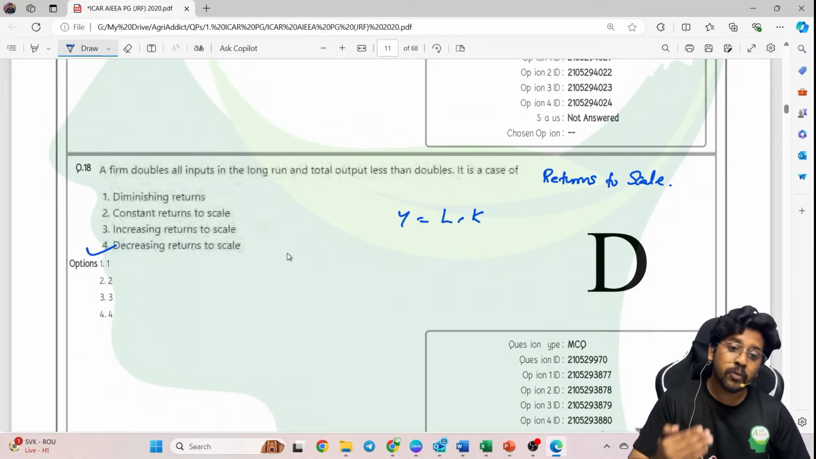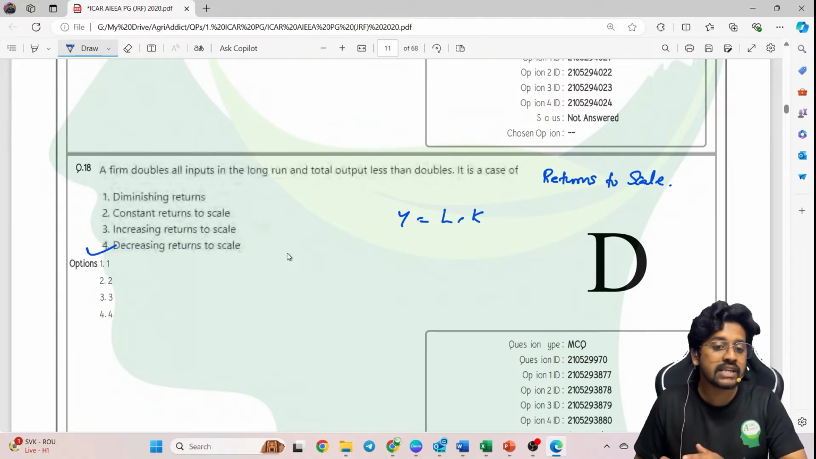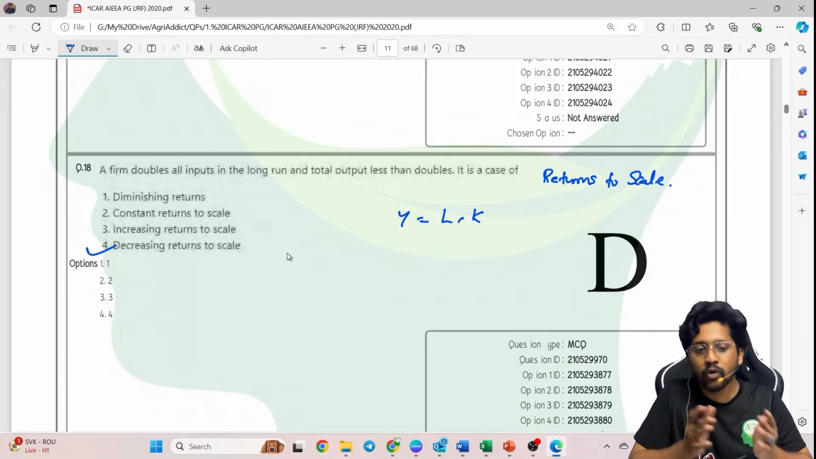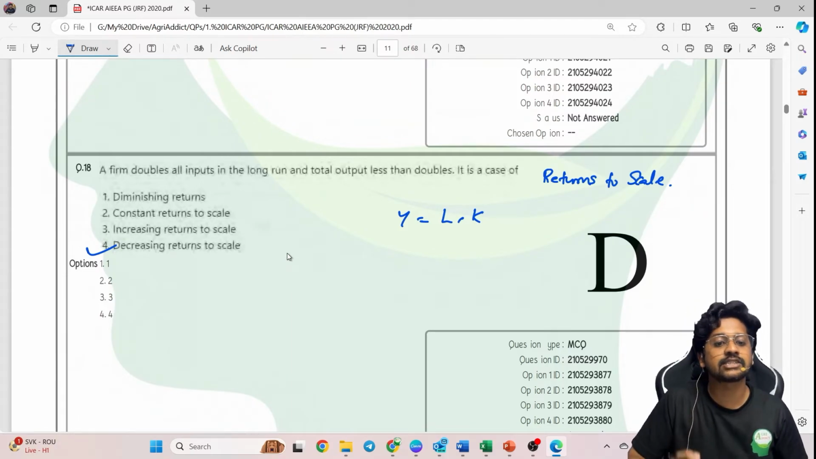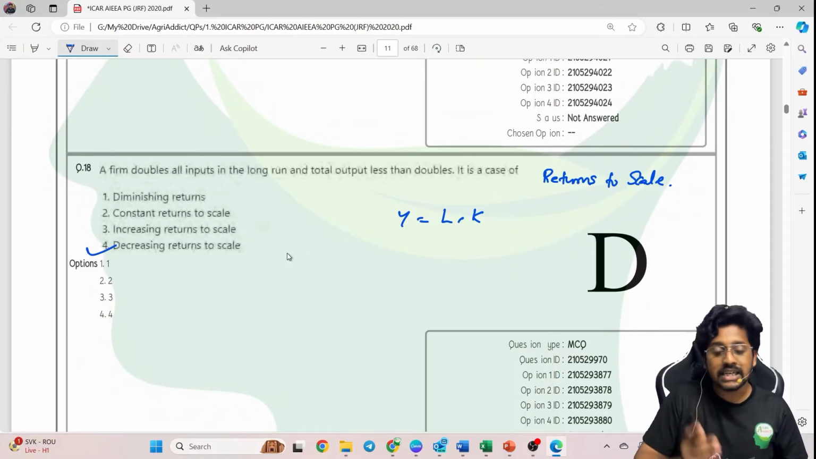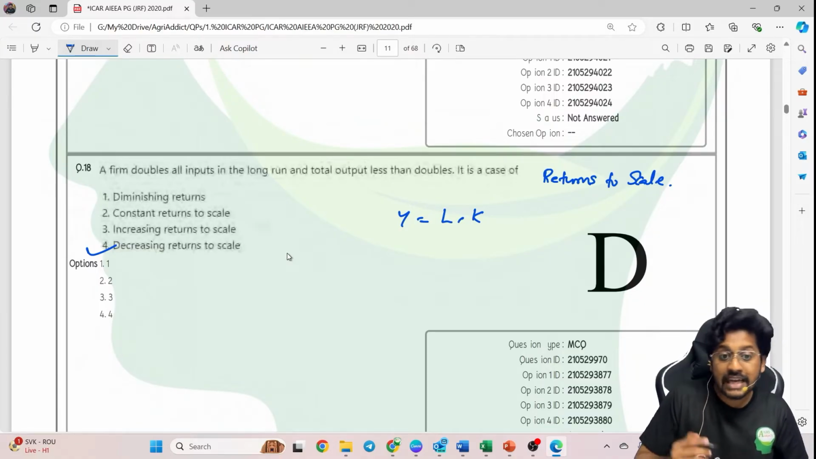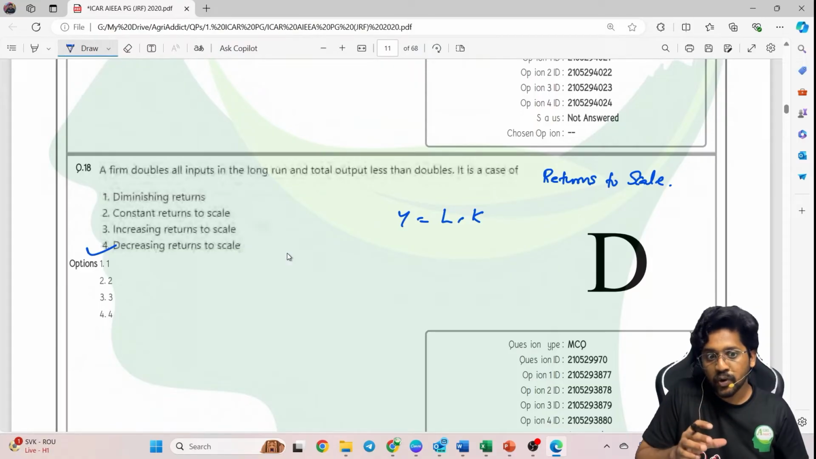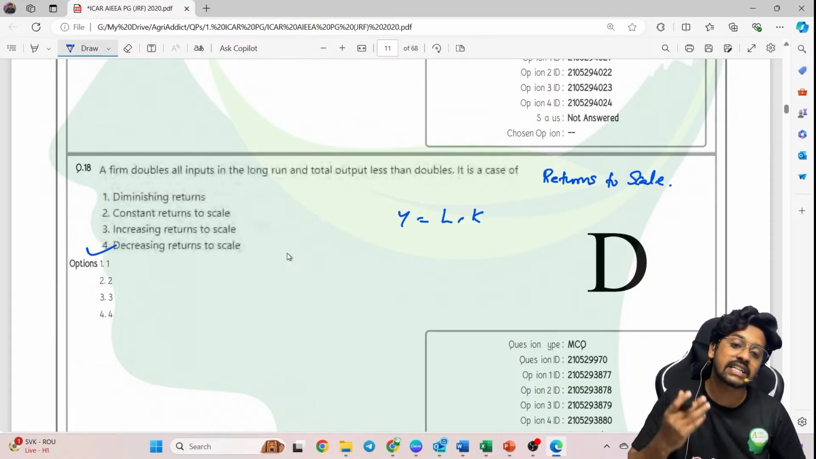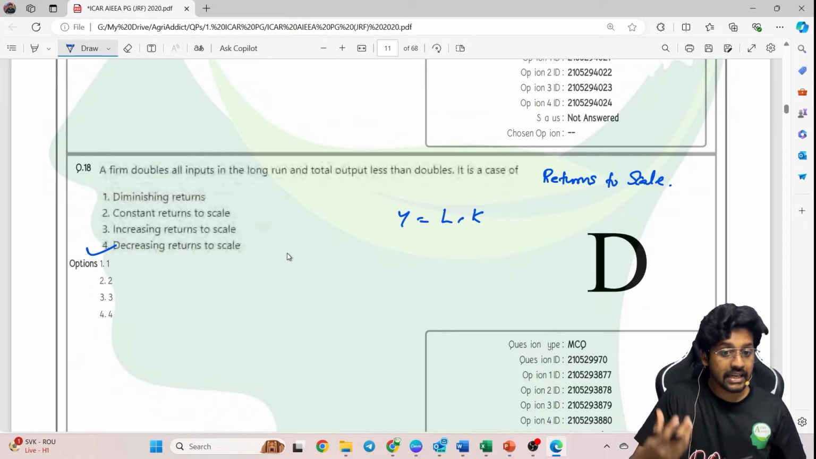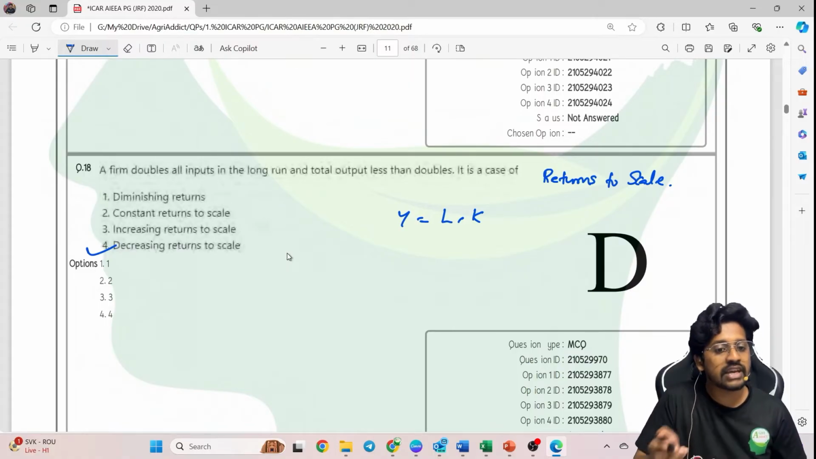What if the output is also doubled? So the corresponding change in the input increase happened in the output also. So therefore we can say that it is constant returns to scale. And the third scenario goes like this. What happens if the L and K has increased 2 times and the output has been increased 4 times? There we can say that the corresponding change in the output is much higher than that of the proportionate change increase in the input. So we can say that scenario as increasing returns to scale.